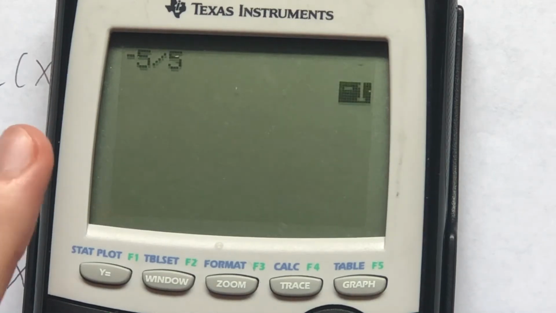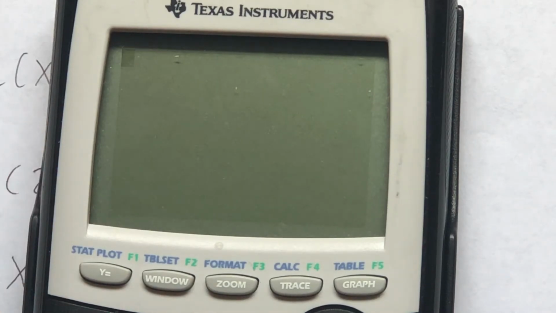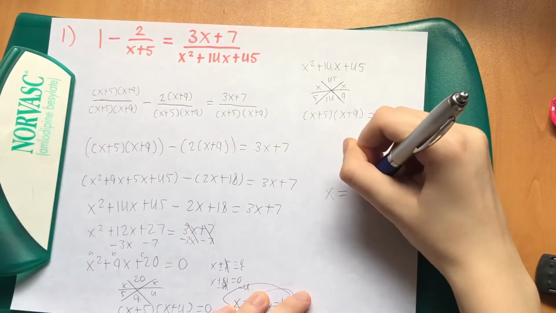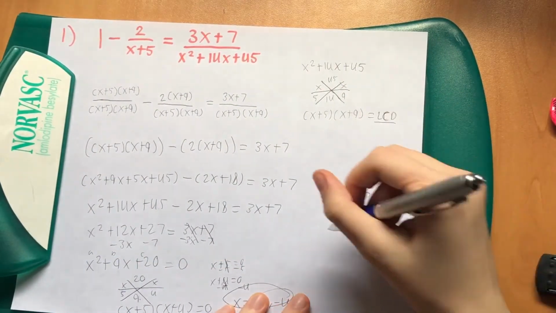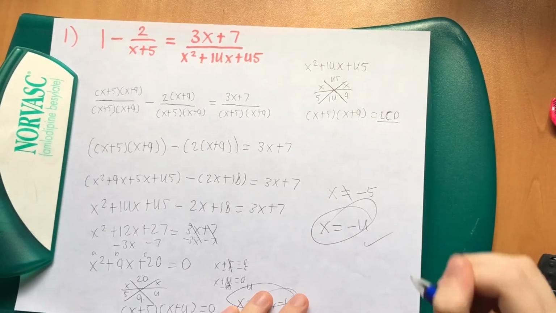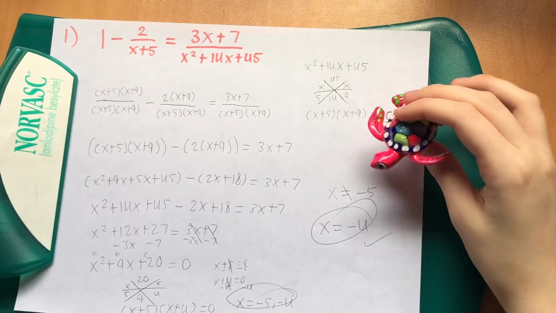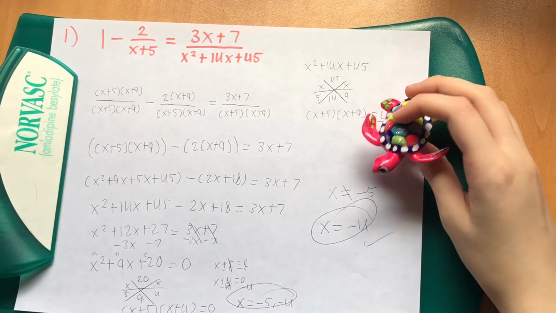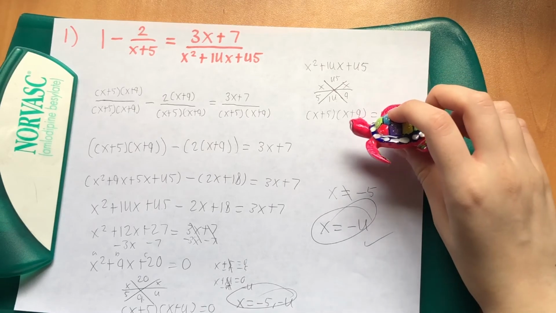That's -1. So we get -1 on both sides, which means that -5 is not our answer. But -4 is. Oh, I get it now. Always remember to check your answers because rational equations are weird.